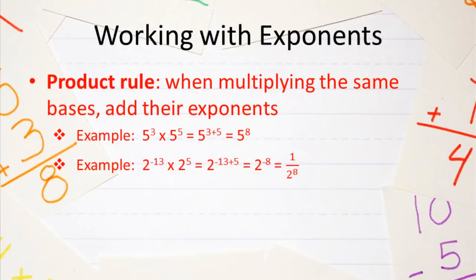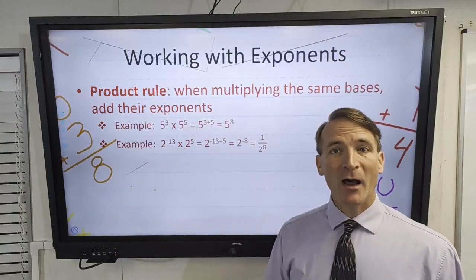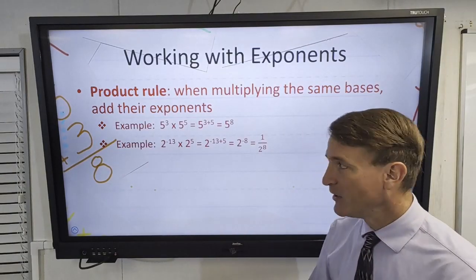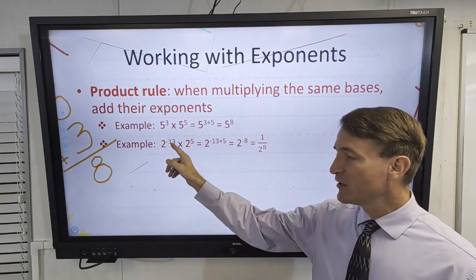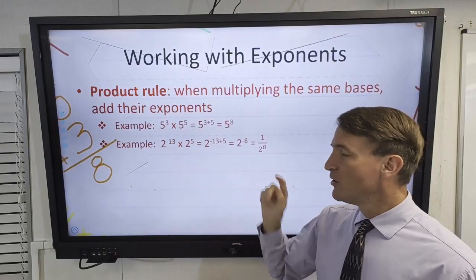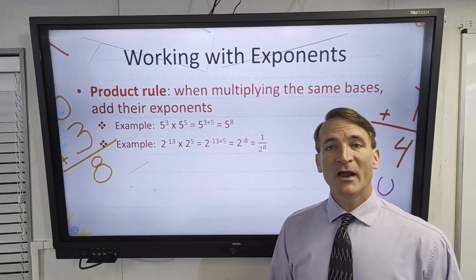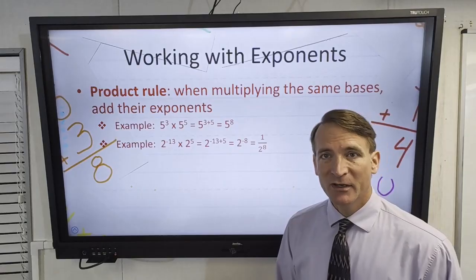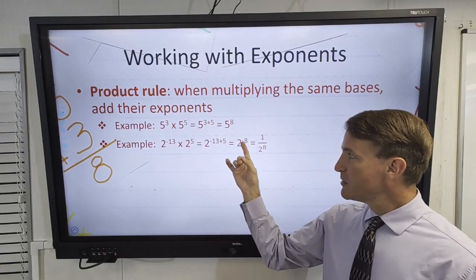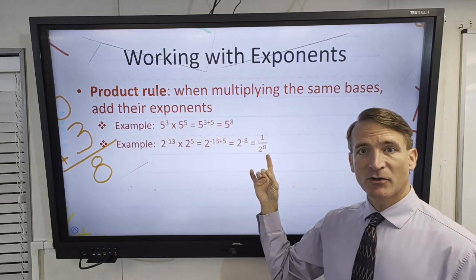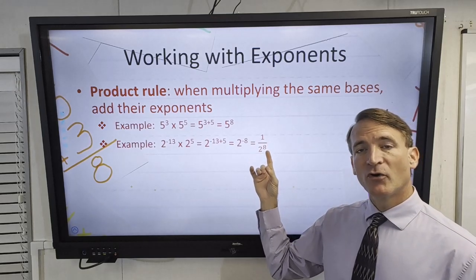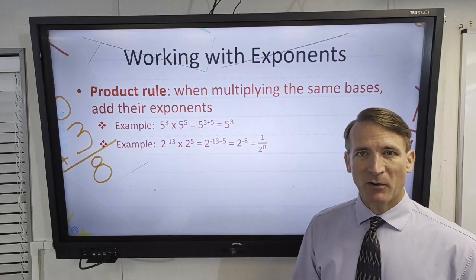Now let's try one with negative exponents. In this particular case, I've got 2 to the negative 13th times 2 to the positive 5th. Now we cannot drop the negative sign, so we've got to keep that in there. So that's going to give me 2 to the negative 13 plus 5 power, which in this case is 2 to the negative 8th. If I want to write that as a positive exponent, since it is a negative exponent, I need to bring it down to the denominator like we just learned, and that would give me 1 over 2 to the positive 8th power.